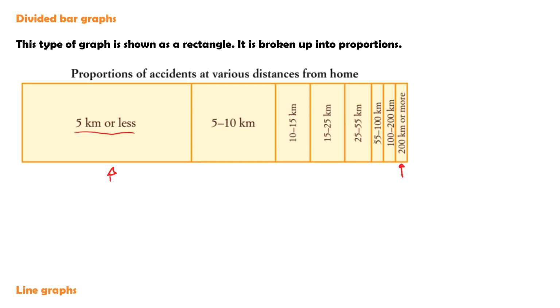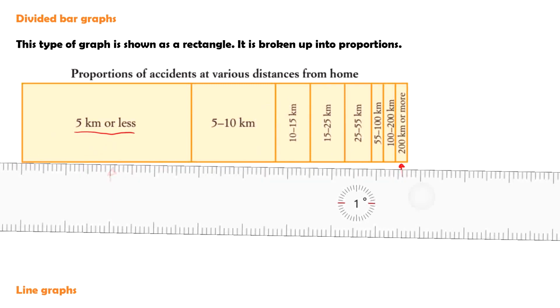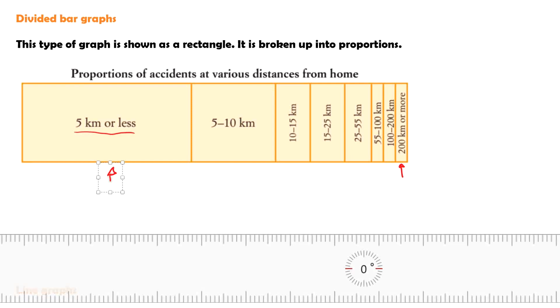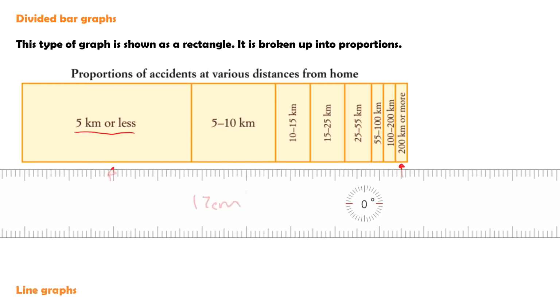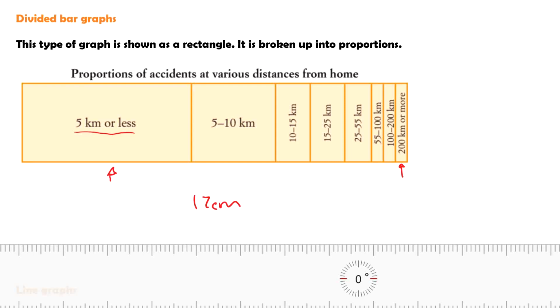You could use a ruler to get an accurate distance. So for example, if I went like this and roughly, if I line it up, you could count the centimeters across there. So 1, 2, 3, 4, 5, 6, 7, 8, 9, 10, roughly 17 centimeters, for example. And then what you would do is you'd go, well, how many centimeters were my 5 kilometers or less? Roughly 8. So if I was to say what my fraction for 5 kilometers or less is, it'd be 8 over 17, because 8 centimeters for the 5 kilometers or less, and 17 for the total rectangle.